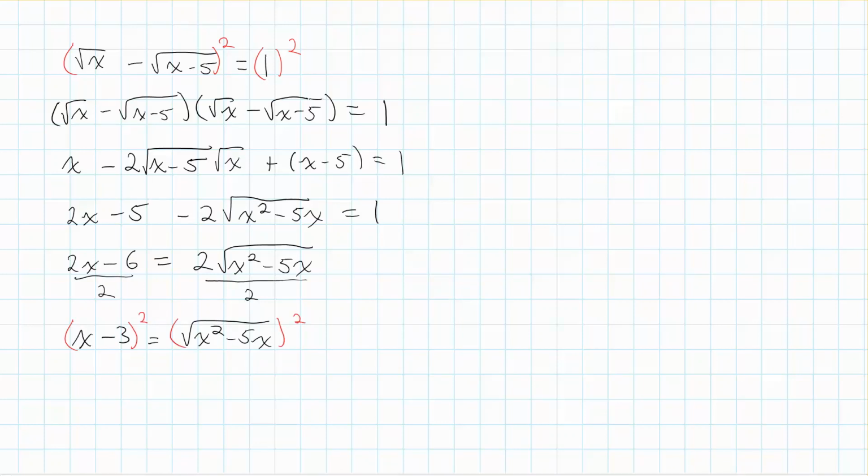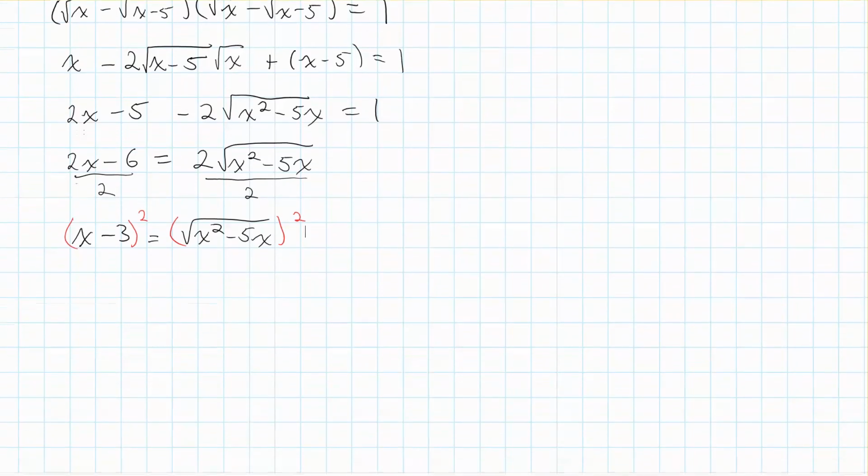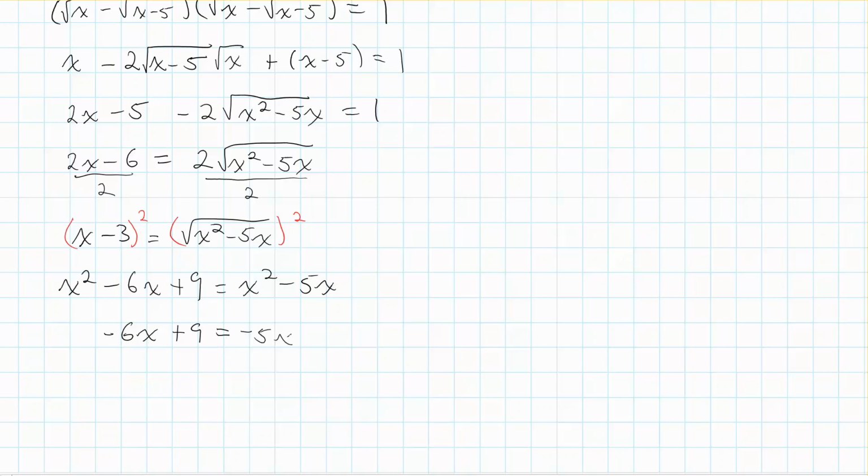Squaring both sides again. Well, the left-hand side, special product, this would be x squared minus 6x plus 9. Right-hand side would be x squared minus 5x. Okay, well then subtracting x squared from both sides, you get minus 6x plus 9 is equal to minus 5x. And then I'll add 6x to both sides, and you get 9 is equal to x.